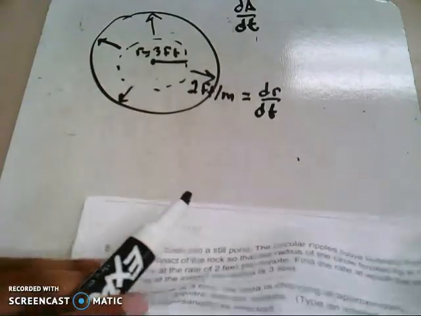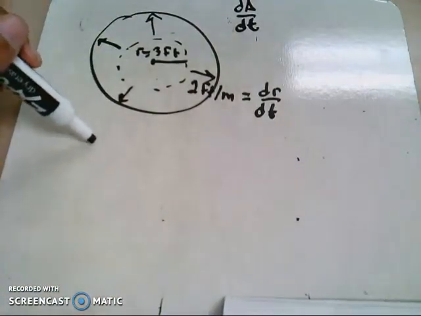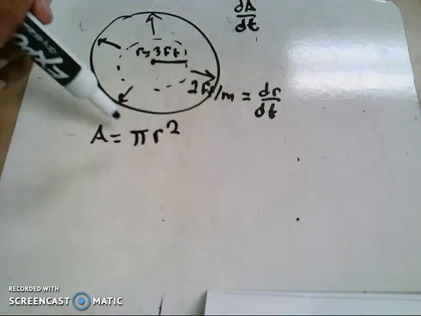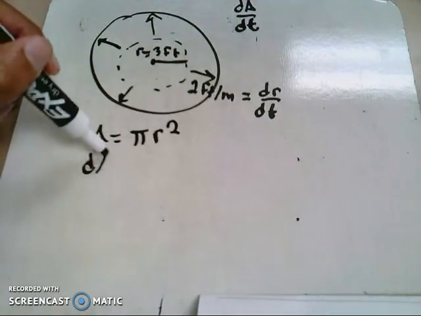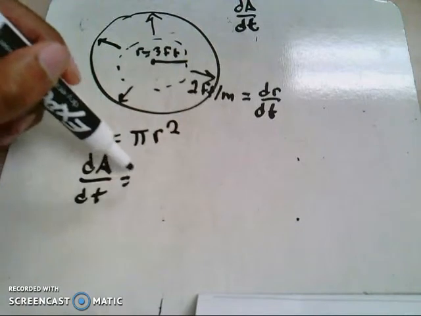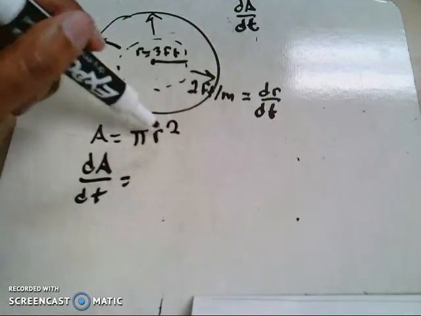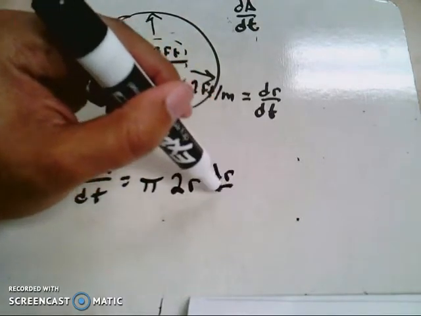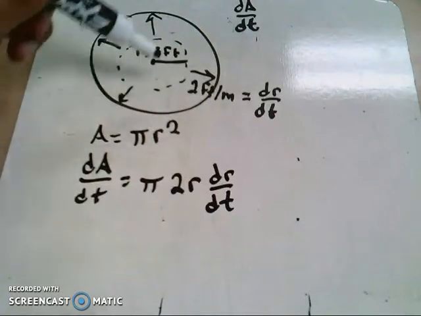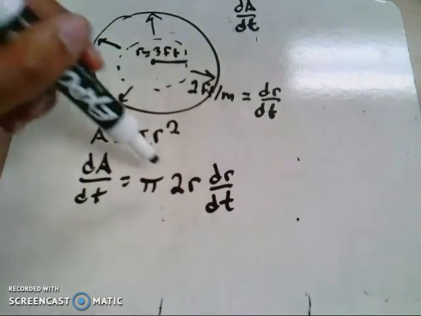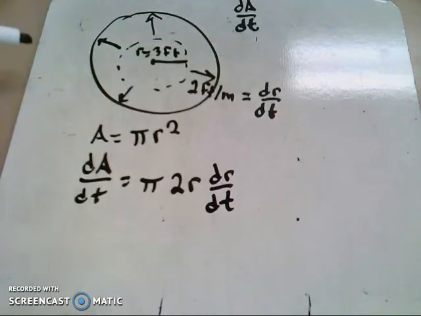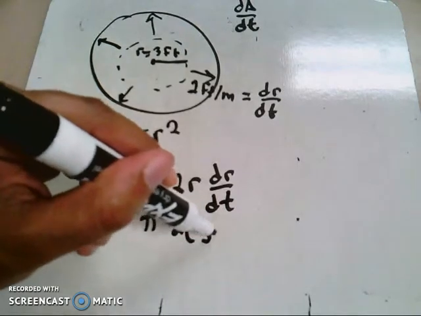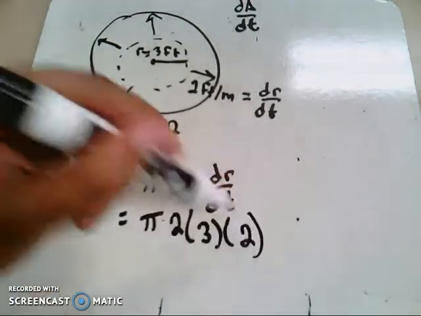So the formula for area of a circle, if you recall, is area equals pi r squared. So dA/dt is going to equal, if we bring the 2 down in front, pi times 2r dr/dt. And then we just substitute our known values into our expression for the rate of change of the area. So that's going to equal pi times 2 times 3 times 2 for dr/dt.